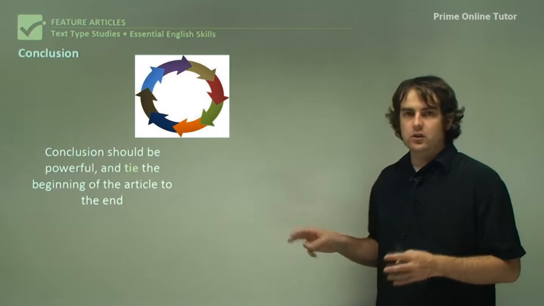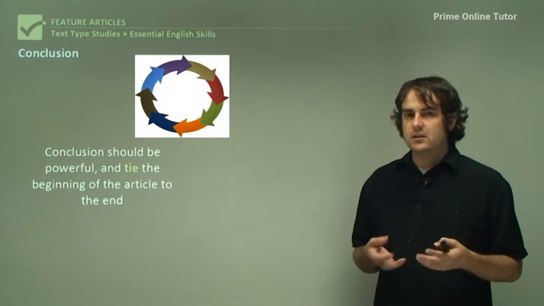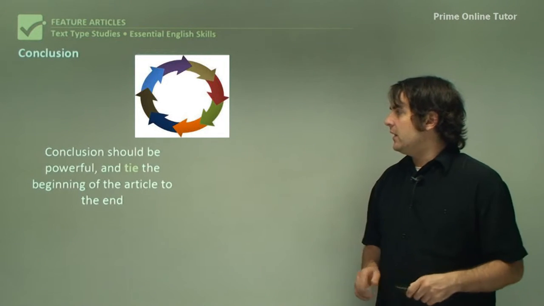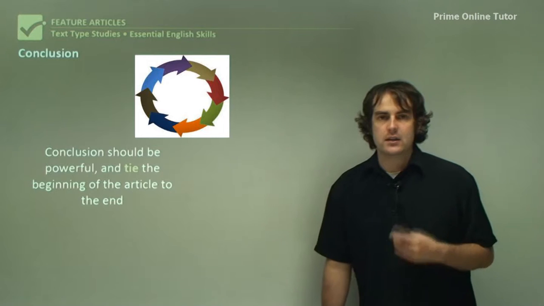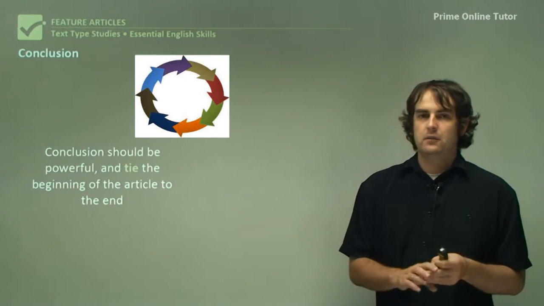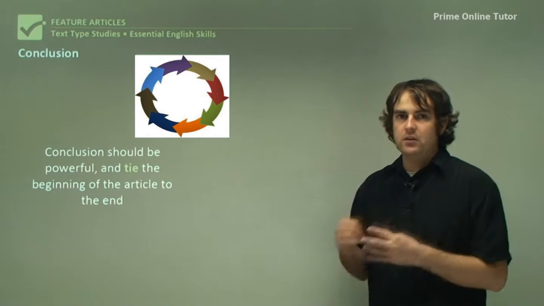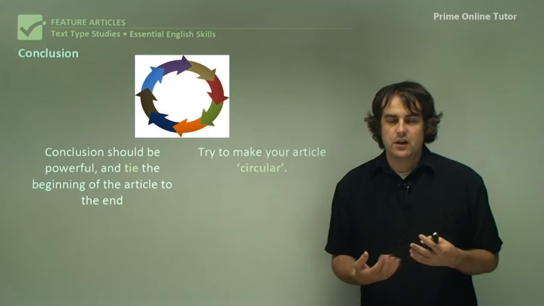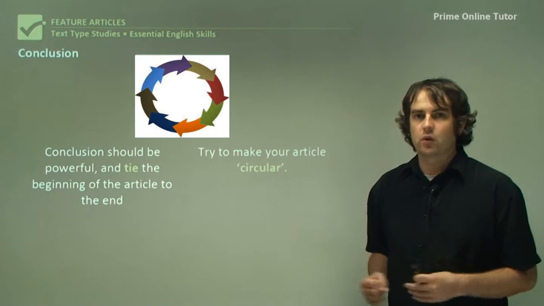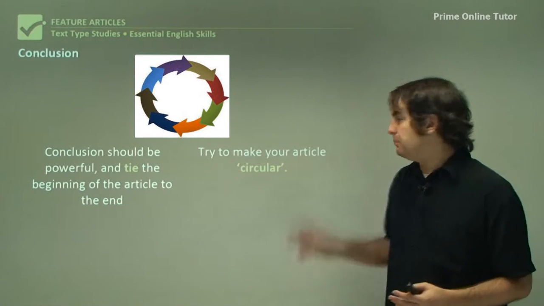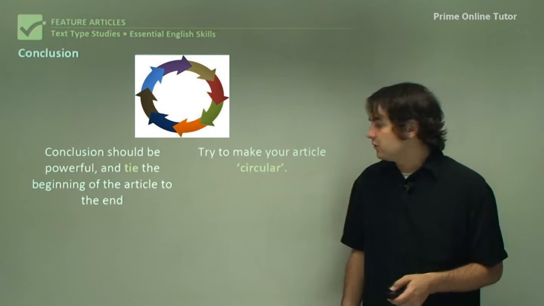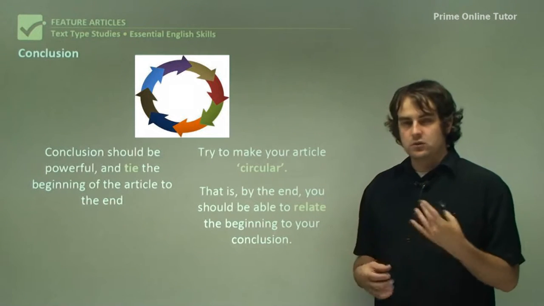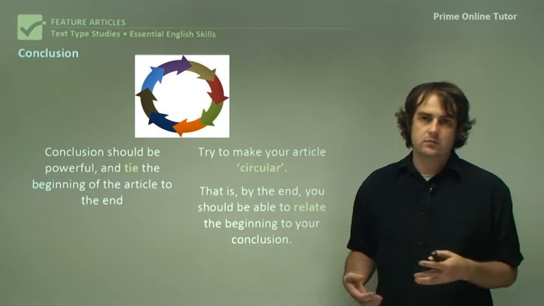Okay, so finally your conclusion. Now your conclusion again is not quite as important as your opening, but it is still fairly important. It needs to be powerful and it needs to tie the beginning of the article to the end. So if you make a throwaway line in the beginning, it might be nice to have a punchline at the end. You need to make it circular. So you've proved all of your ideas, all of your points, by the time you get to the very end of the circle. And by the end, you should be able to relate the two together. That's all you have to be able to do.